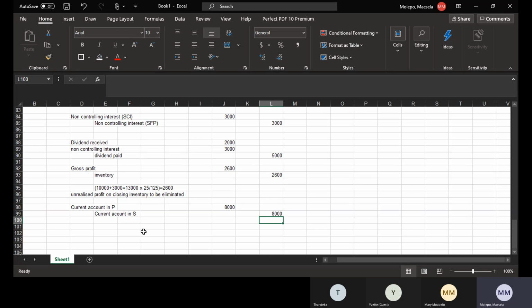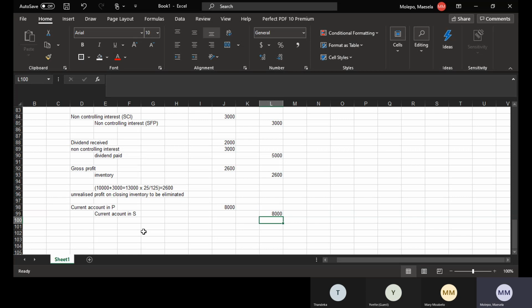So we put 7,500 as minus, and then the preference dividend, S limited declared the dividend of 5,000. After declaring the dividend of that 5,000, P was entitled to 2,000. So we minus that 2,000 entitlement. And then from there it will be the unrealized profit.